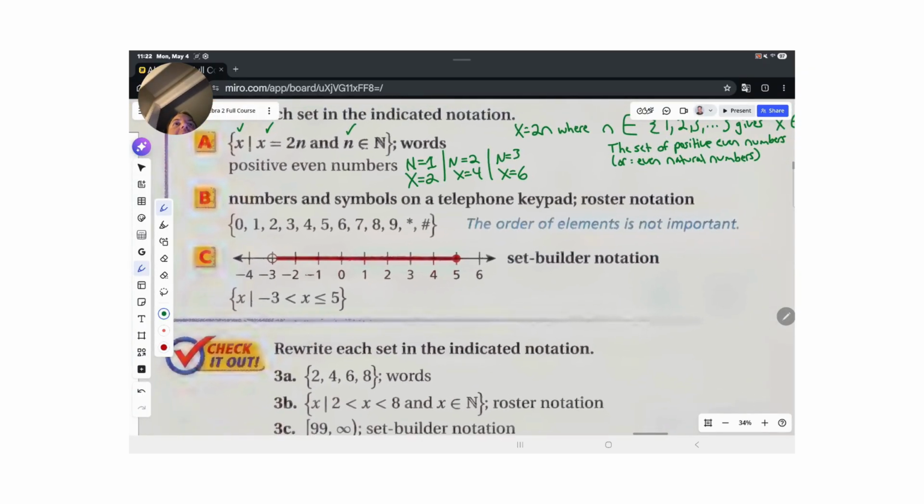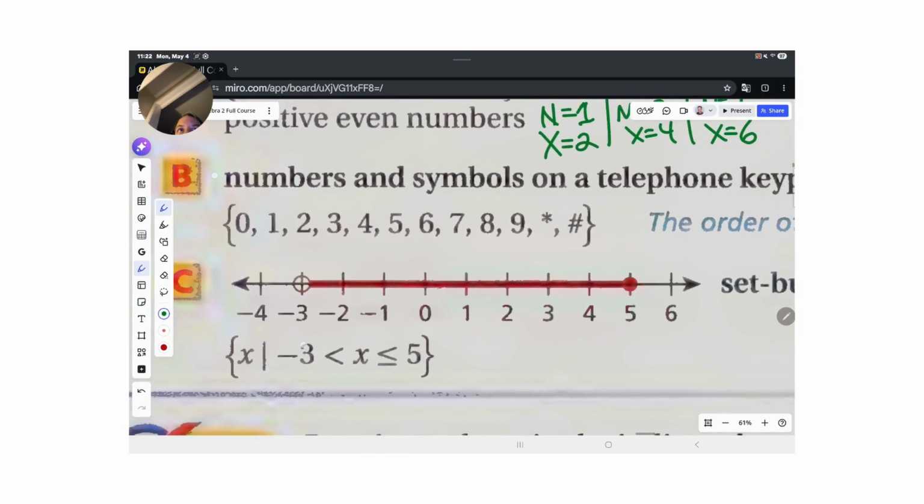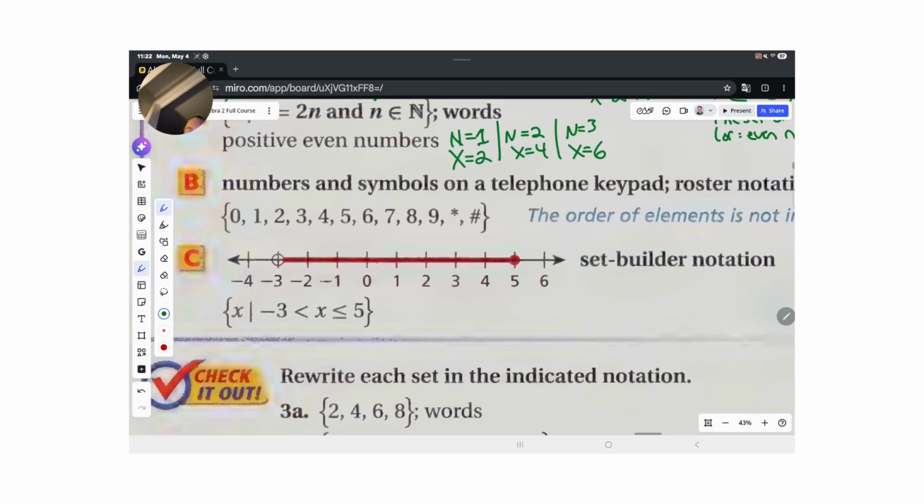All right, so what symbols are on a standard telephone keypad? Here they are, 0 through 9, plus our star and our pound. So let's go ahead and write that out.